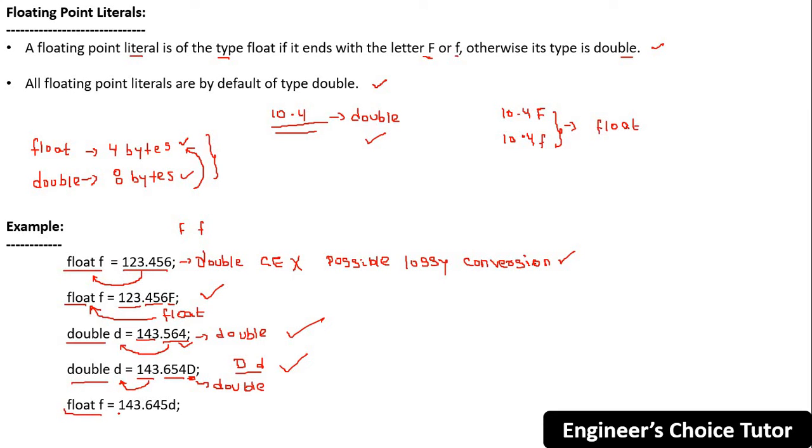Now the next example. Float f is equal to 143.654d, which means double type. I am trying to assign a double type value to a float type variable. What will I get? I will get a compile time error. What is that compile time error? Same, possible lossy conversion. Fine. This much is clear. Now let's see the next point.